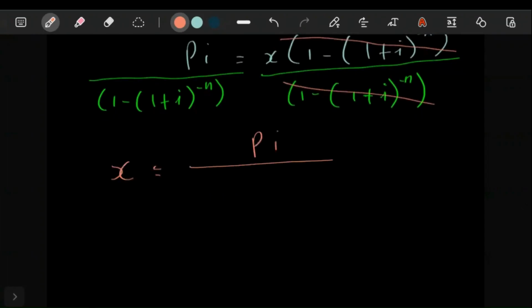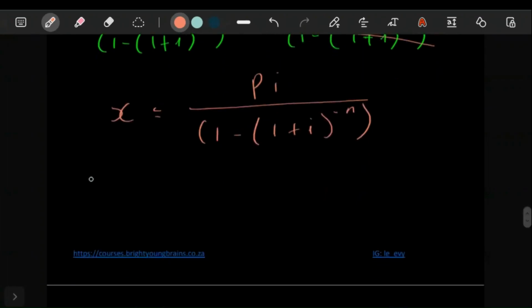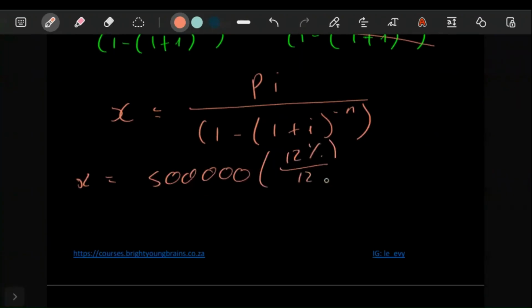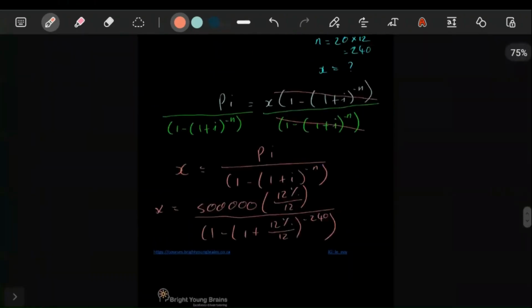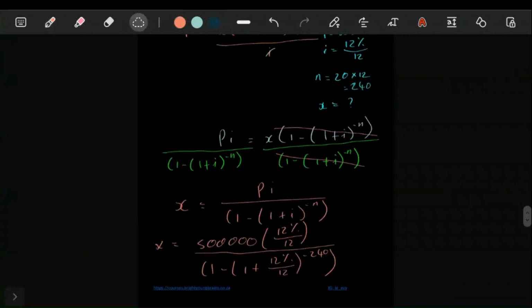Pi, 1 minus 1 plus i to the power of negative n. So in this situation now you can see that your answer is going to come directly from the calculator without having any issues. So don't forget the percentage symbol in your calculator. Don't just write 12. You have to put 12%. 12% over 12, 240. So yeah, definitely used way too much space.